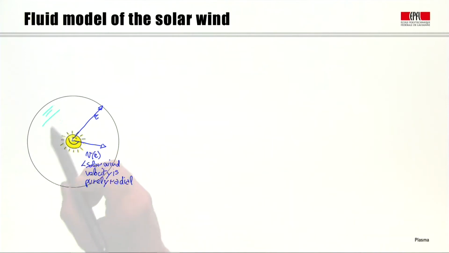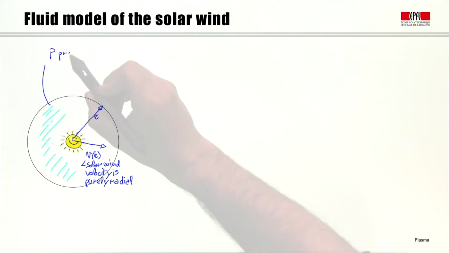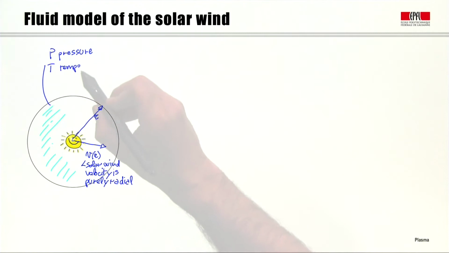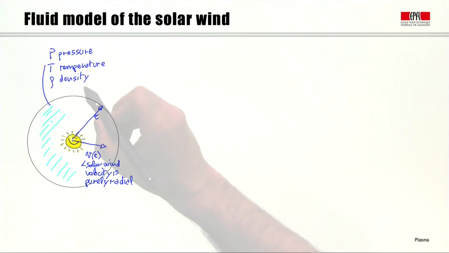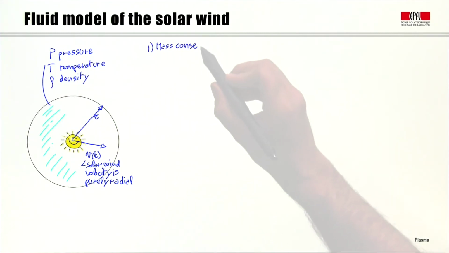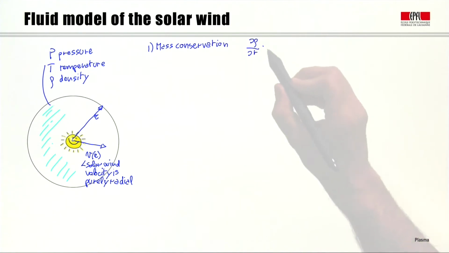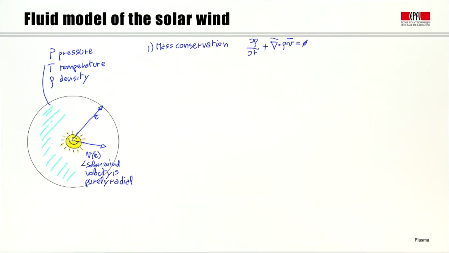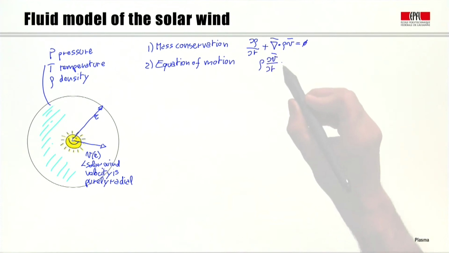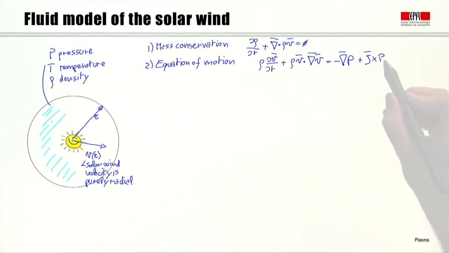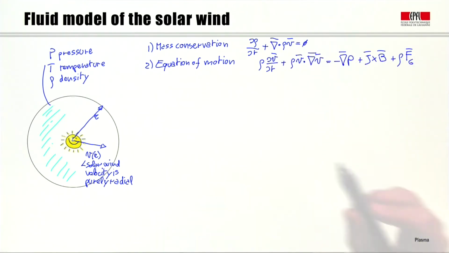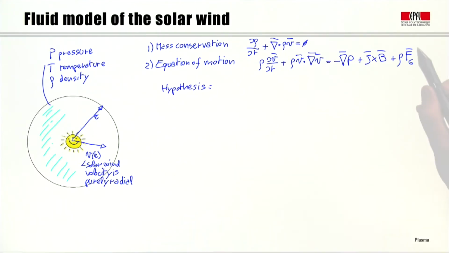The plasma in this region is characterized by a pressure P, a temperature T, and a density ρ. Let's use the mass conservation equation and the equation of motion, which we write in the following way, where Fg is the gravitational force due to the mass of the Sun.